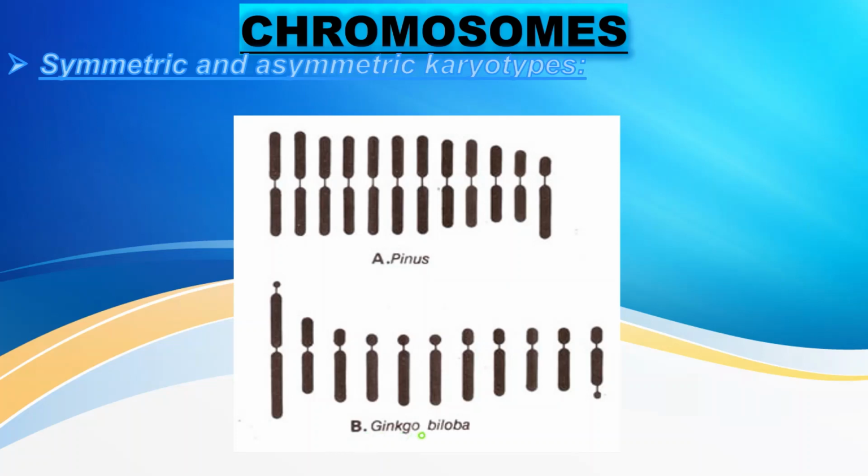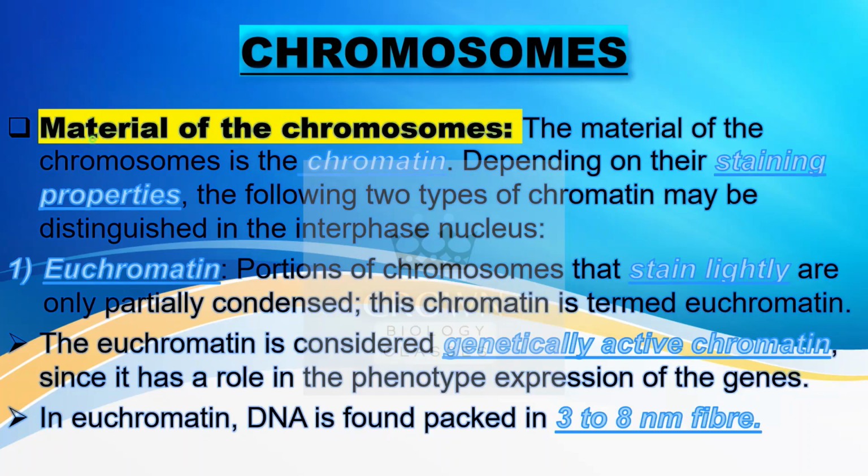And in the case of asymmetric karyotypes, the example is Ginkgo biloba. The characteristics of an asymmetric karyotype are: asymmetric karyotypes show larger differences between smaller and larger chromosomes in a set, and it has more acrocentric chromosomes. So an acrocentric chromosome, as you know, is a chromosome in which the centromere is very close to one end, and an asymmetric karyotype has a relatively advanced feature, and the examples are Ginkgo biloba and flowering plants. Now I will discuss the material of the chromosomes.